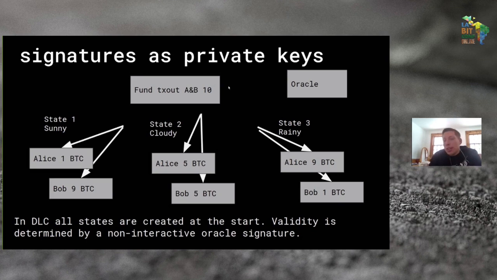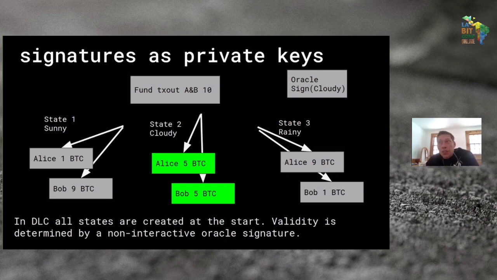And now the only thing that determines what's valid is the oracle then signs. And the oracle signs, okay, it was cloudy. And now this transaction can be broadcast. And these other 2 cannot because we have the extra key from this oracle to make this transaction possible. So that's really cool. And so from the blockchain perspective, you look at it, it looks like a Lightning Network channel. There's no way to tell the difference.